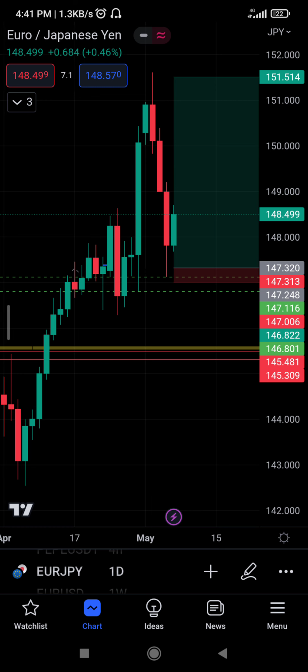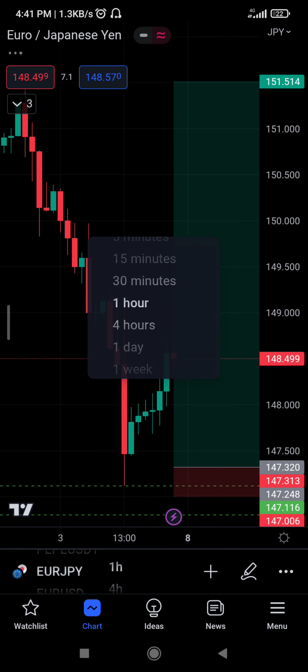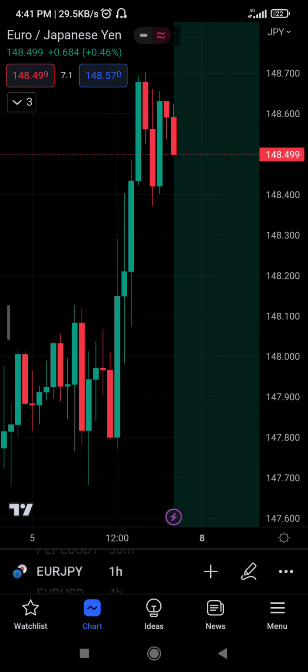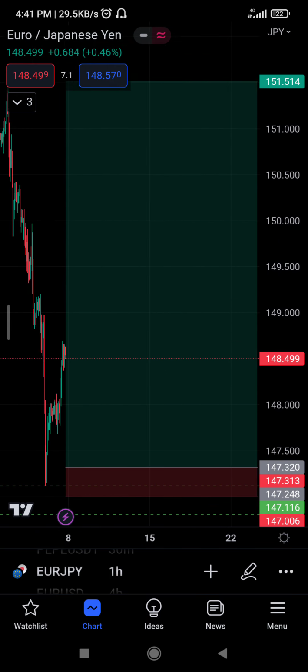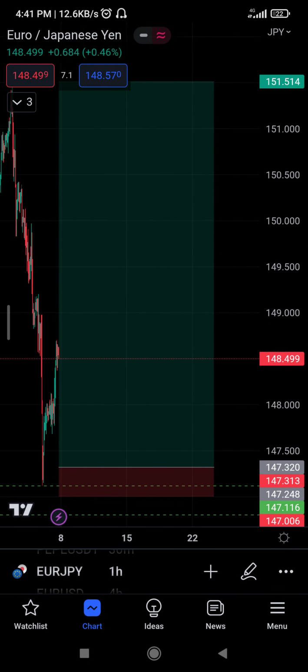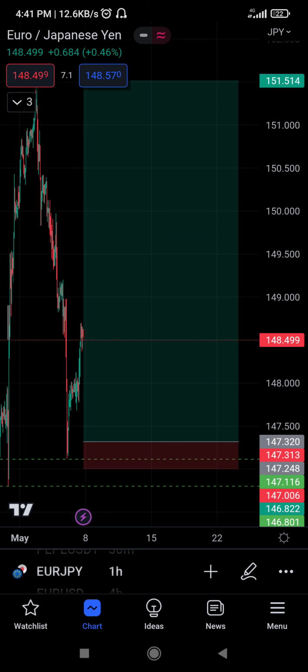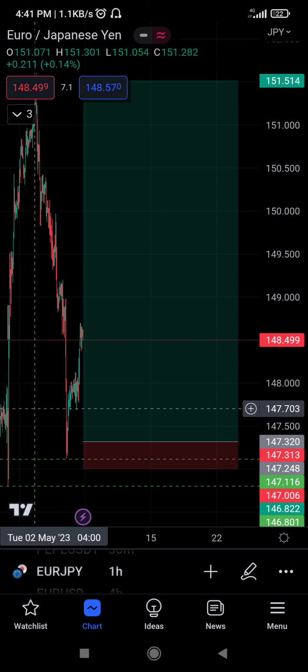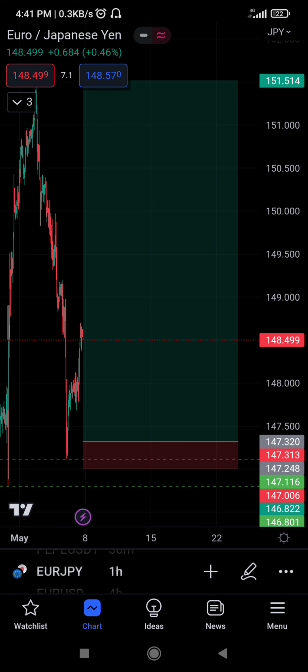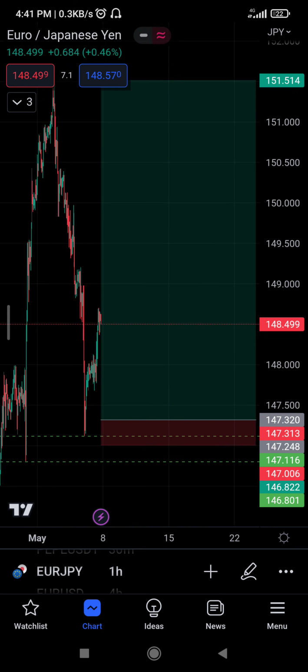Okay, this is a 1 day chart. I'm going to take it to 1 hour, reduce it a bit so you can see what I'm doing. All right, I've made this entry into this. I've already known my risk to reward, right? So if I click on it now, it's going to show me.